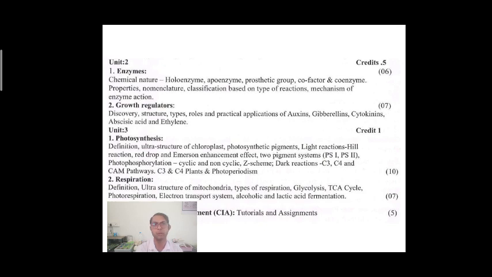The next most important part which we are going to study in unit number 3 is respiration. So the definition of respiration, ultrastructure of mitochondria, then types of respiration, glycolysis, TCA cycle, photophosphorylation or photorespiration, electron transport system, alcoholic and lactic acid fermentation. How the process of respiration is carried out, we are going to discuss in this unit number 3 under the topic respiration.